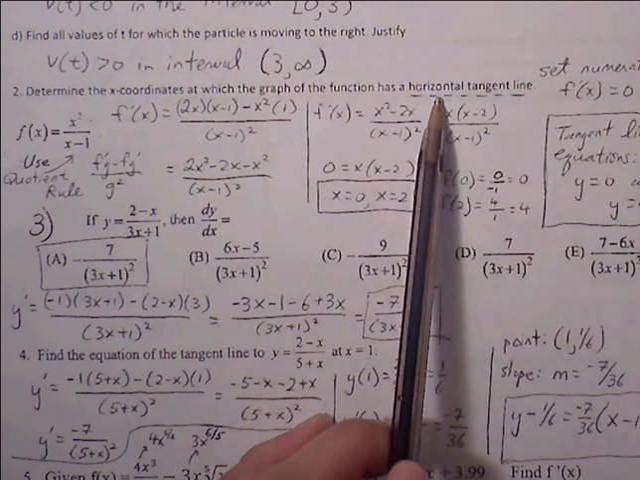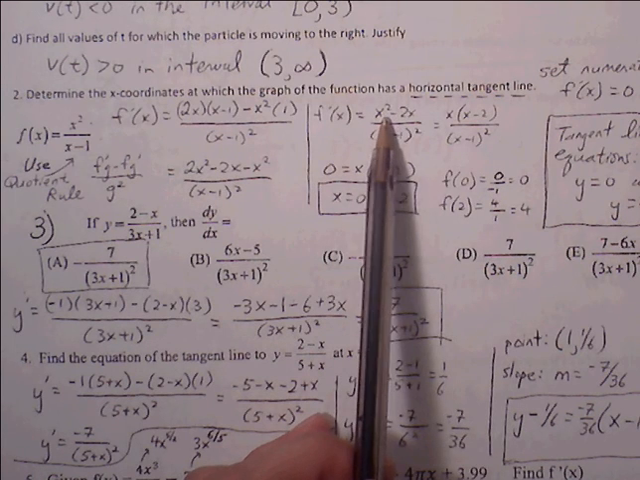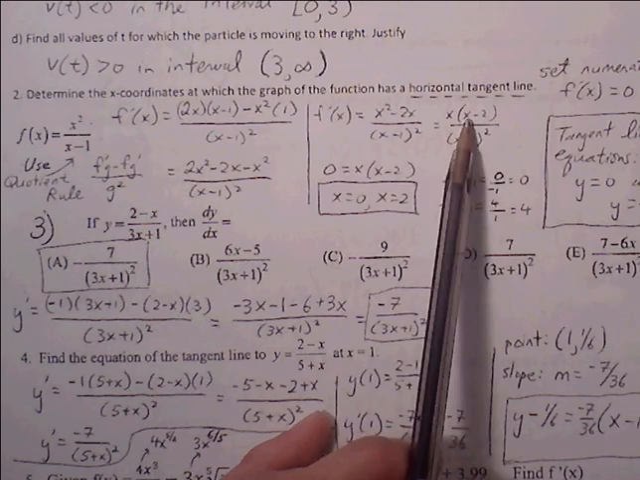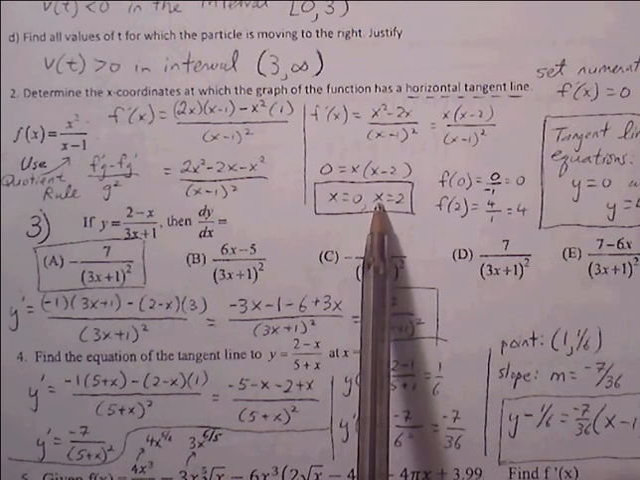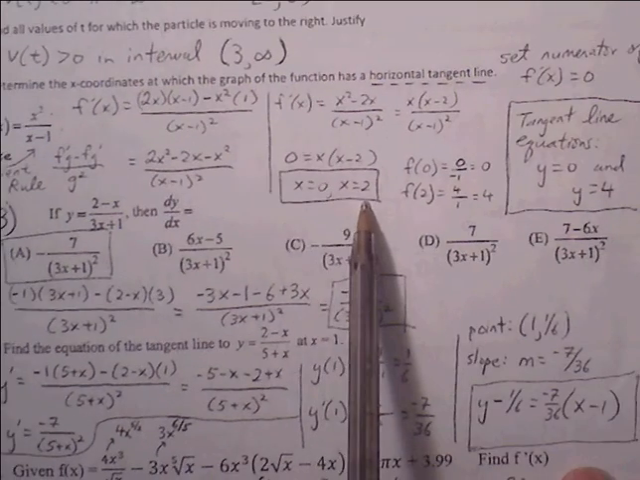Now we can look for the horizontal tangent line. So horizontal tangent line where the slope is 0, we're going to set the numerator of the derivative equal to 0. So I can factor x times x minus 2. Solve for x, we get x equals 0 and x equals 2. Okay, so we found our x-coordinates here.